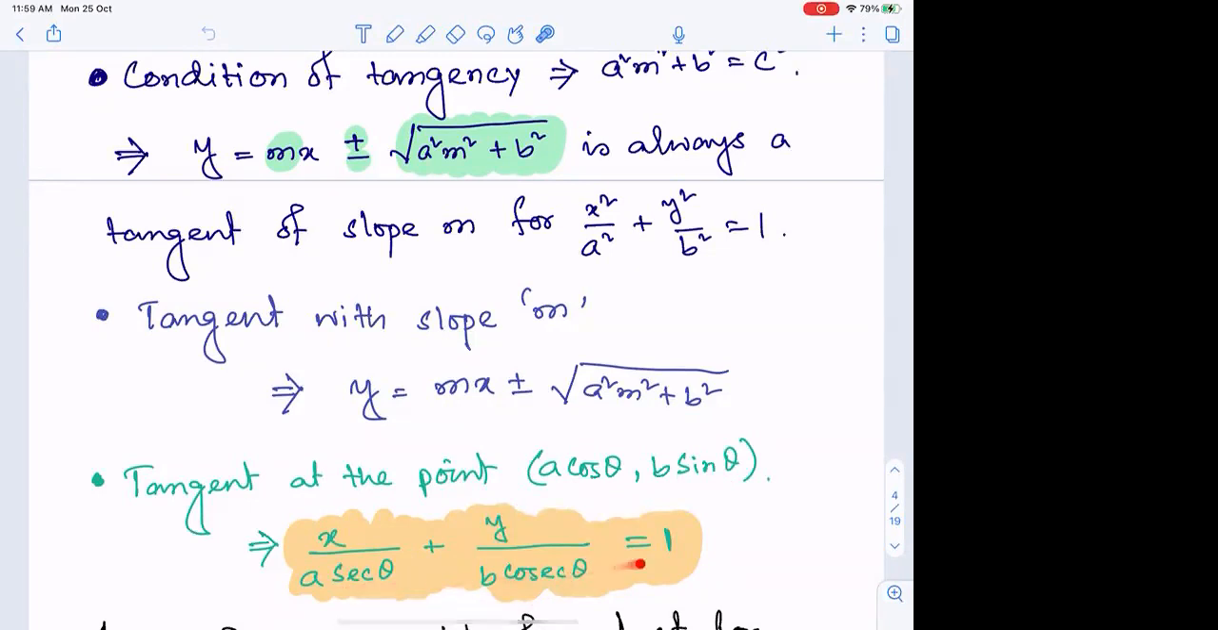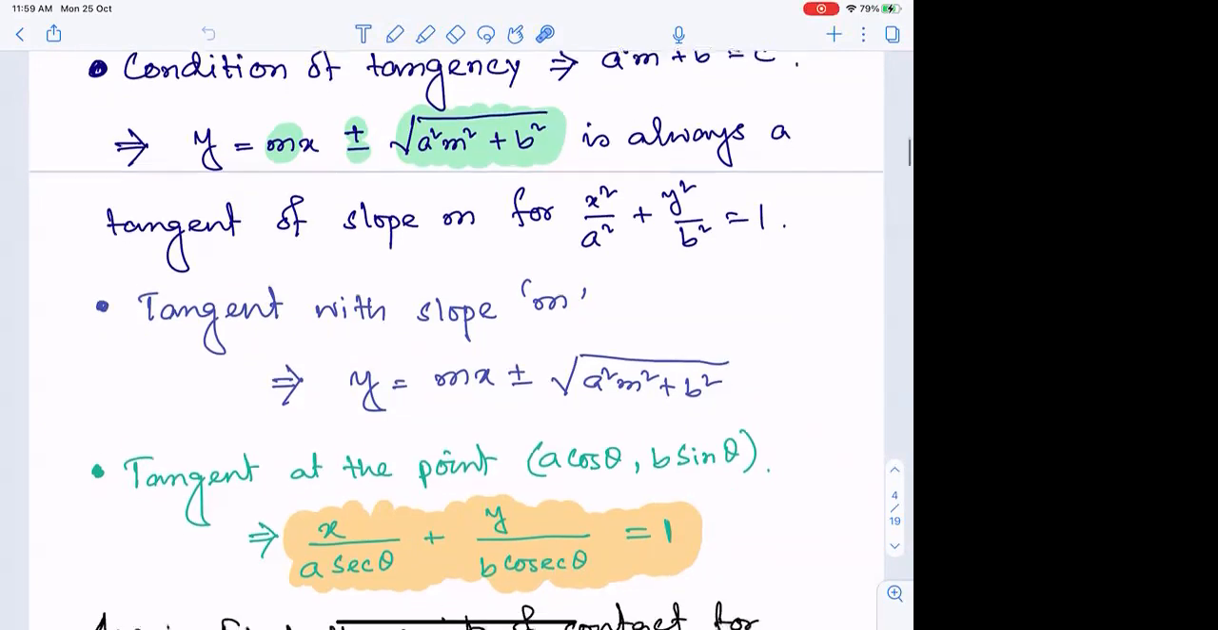The benefit of writing in this variation is that now we know the tangent drawn at the point a cos theta comma b sin theta on the ellipse will meet the x-axis at a sec theta comma 0 and the y-axis at 0 comma b cosec theta. So this is the intercept form of a line. Okay, so this information is also with us.